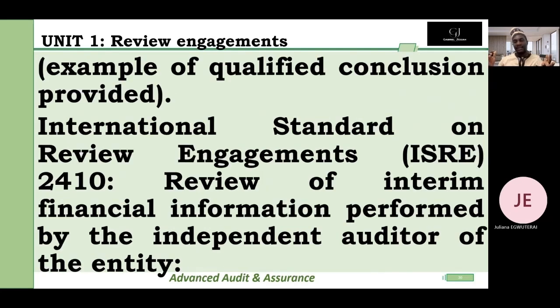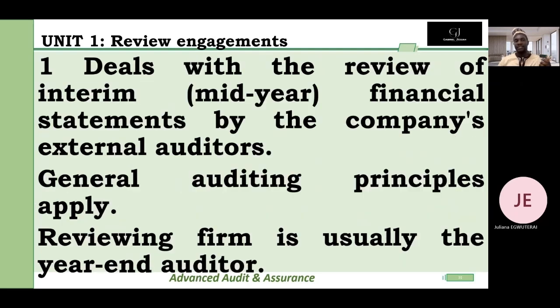Now, another standard apart from 2400 is ISRE 2410, which speaks to review of interim financial information performed by the independent auditor of an entity. So there is the interim and there's the final. So 2410 speaks to review of interim financial information performed by the independent auditor of his client company.